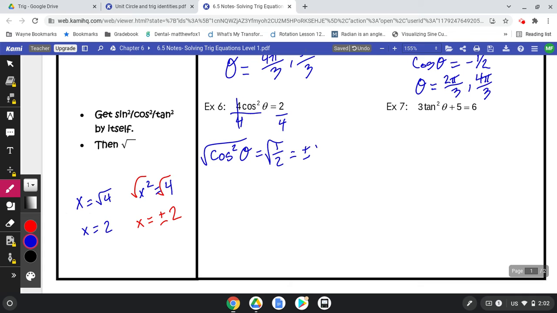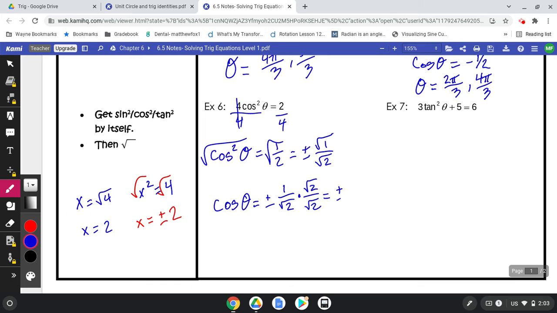Now when it's a fraction under a square root, we can split it up. So square root of 1 over the square root of 2. So this leaves us with cosine of theta equals plus or minus the square root of 1 is 1, and then the square root of 2 there. Now hopefully you notice we cannot leave that square root on the bottom, so we need to rationalize the denominator.